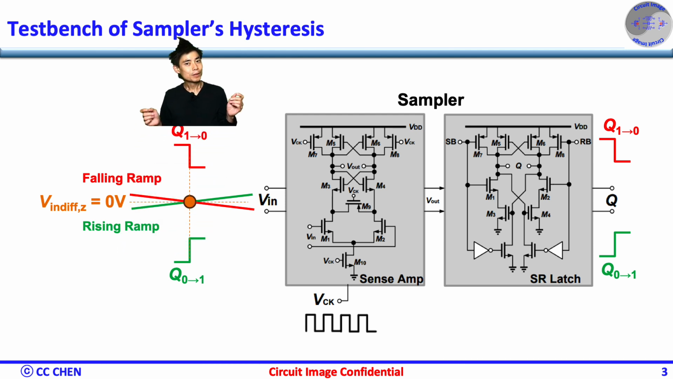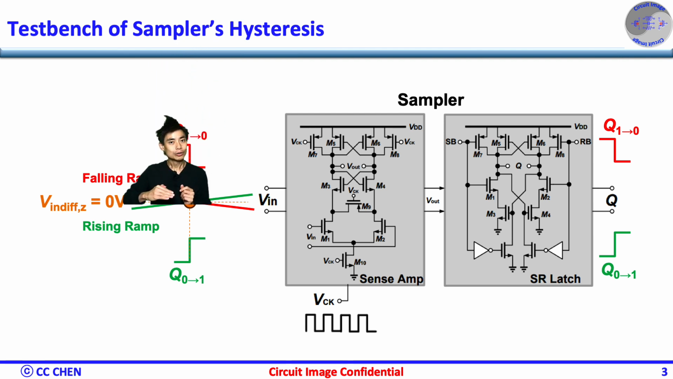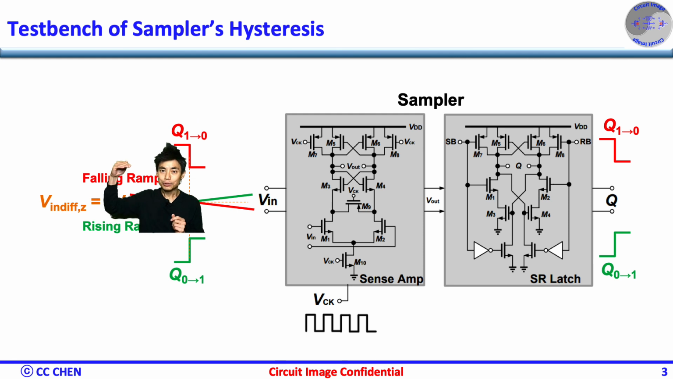On the other hand, you should see the differential output toggle from 1 to 0 right after the input just passed the differential 0 voltage from the falling ramp. But for a real sampler without a clear reset, what would you expect?